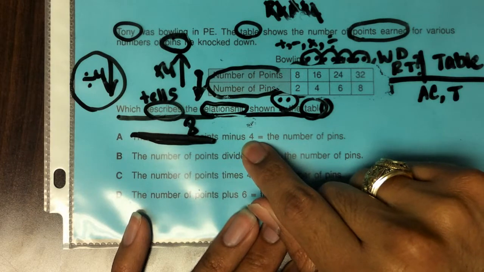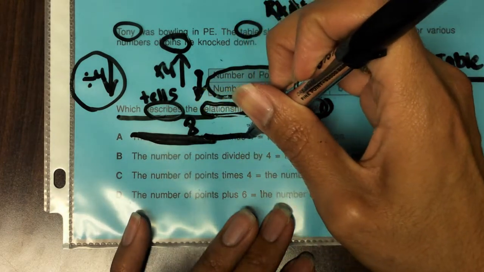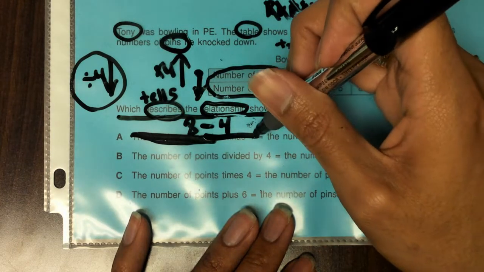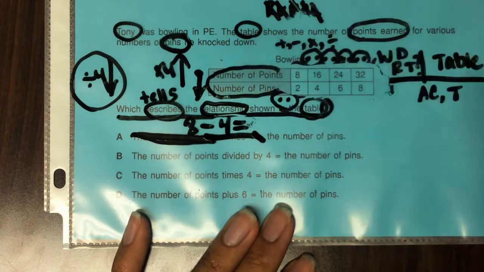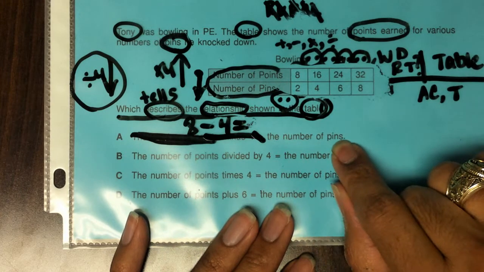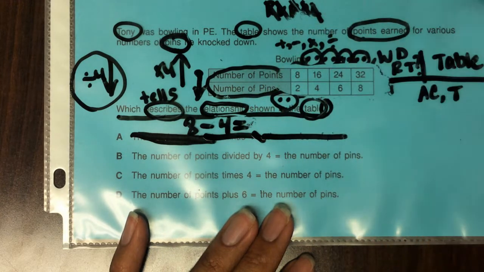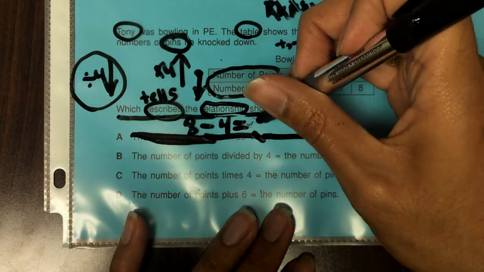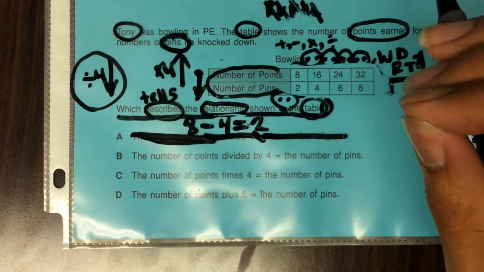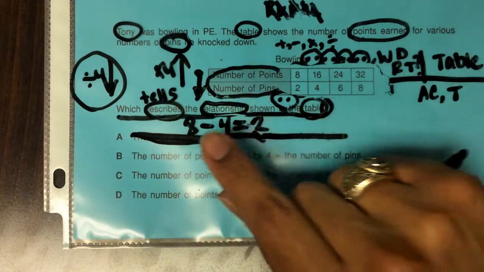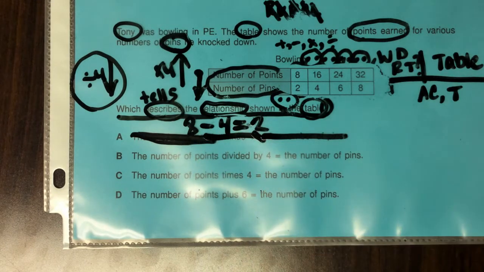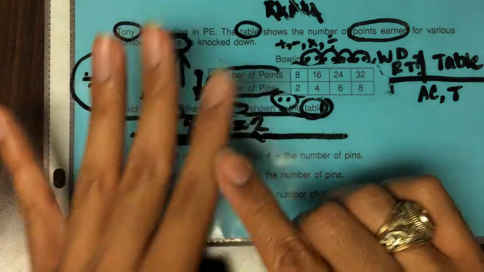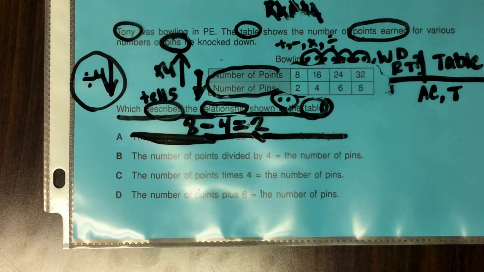Then it says minus 4. I'm going to cross out minus 4, and I'm actually going to write the symbol for minus and copy down 4. I'm going to cross out equals and write equals. And then over here it says the number of pins, so I'm going to cross that off and write down the first number where it says number of pins, 2. Now we have a number sentence that says 8 take away 4 equals 2. So let's show 8 fingers. Let's take away 4. 1, 2, 3, 4. That means we have 4 left, but they think it's 2. So is A right? No, it's not right.